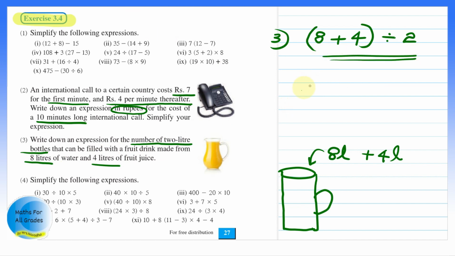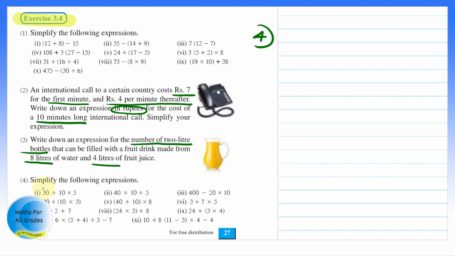But if you are thinking to find out how many bottles you need to fill this drink, let's find that out. 8 plus 4 equals 12. 12 divided by 2 equals 6. So you need 6 bottles to fill that drink.